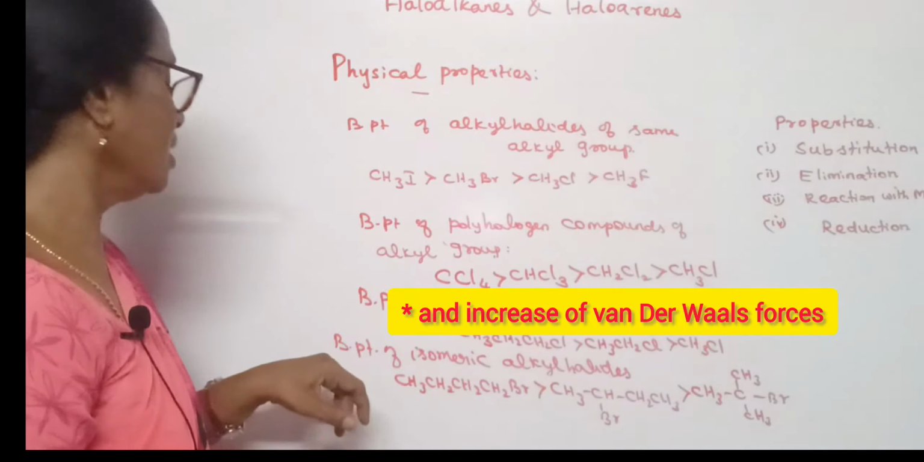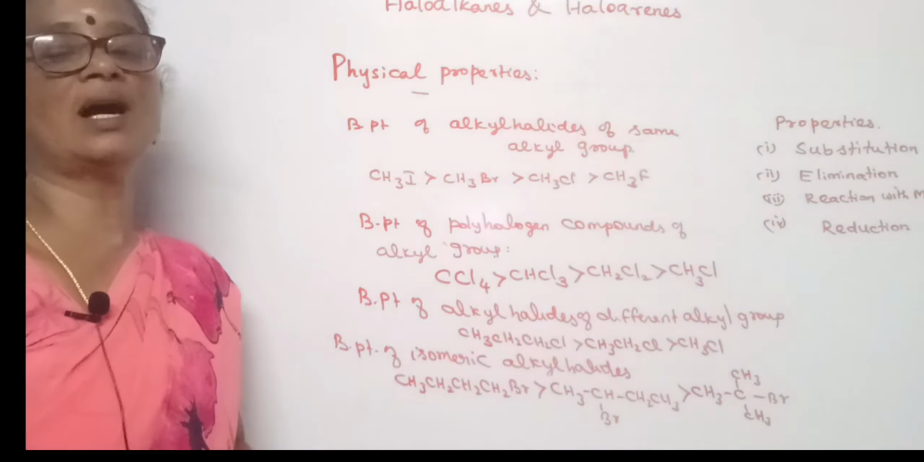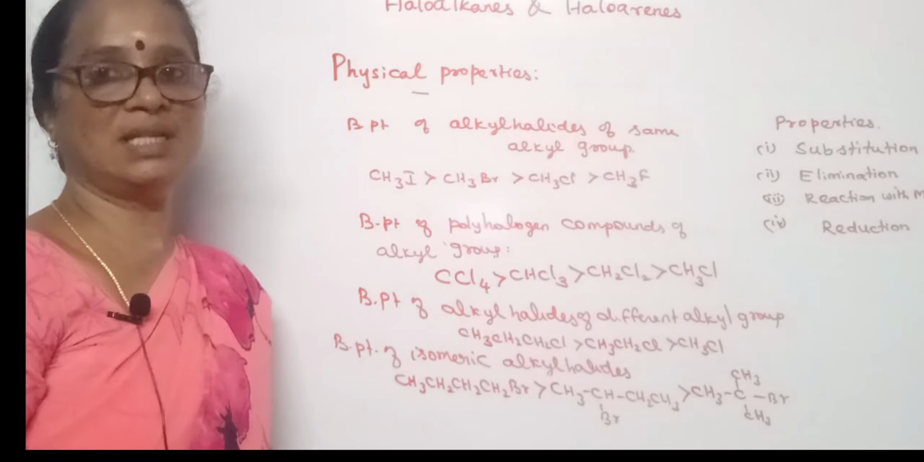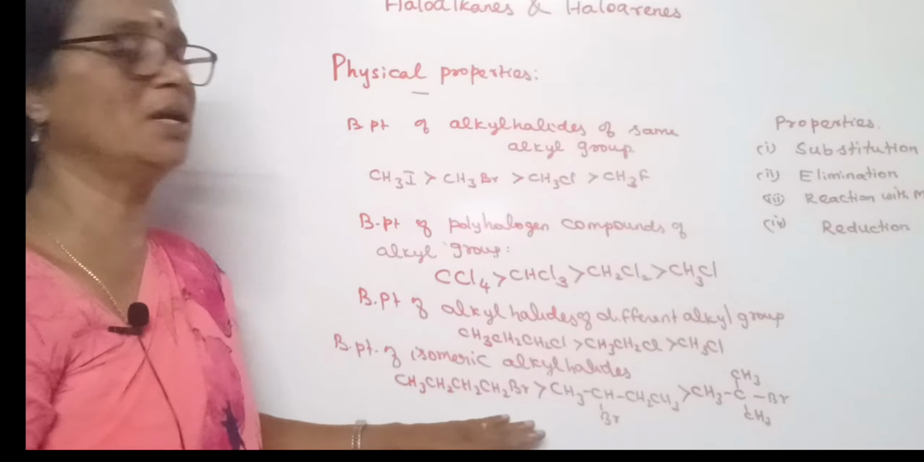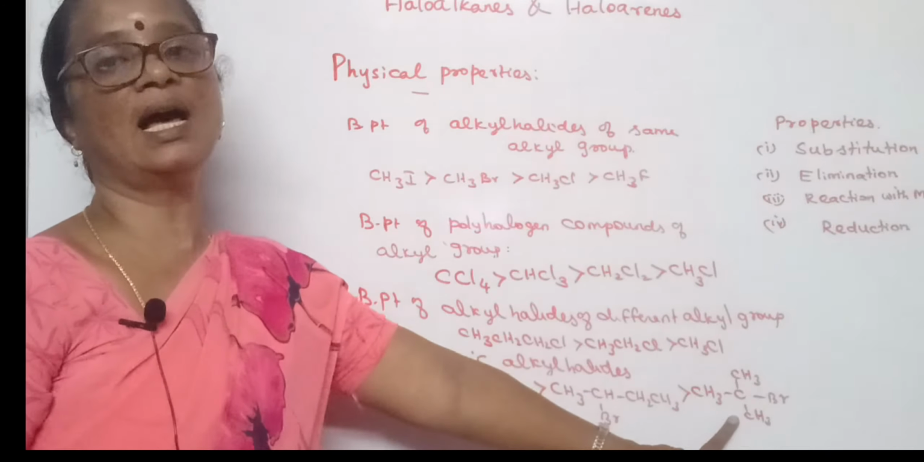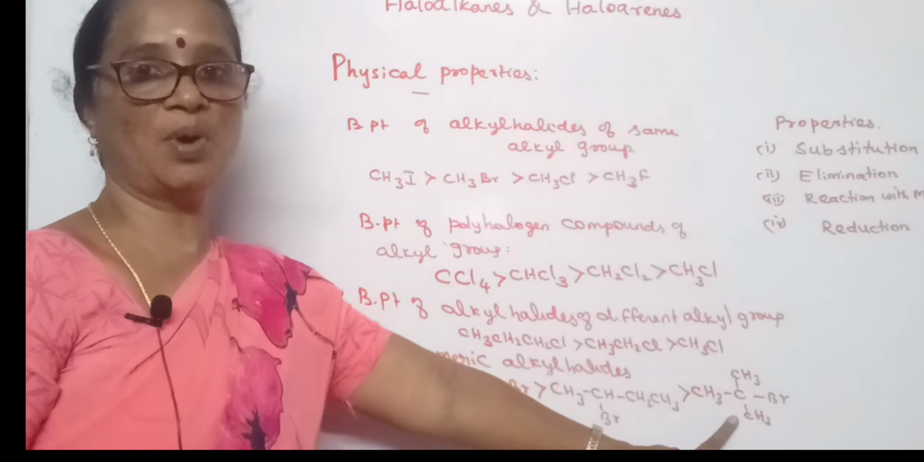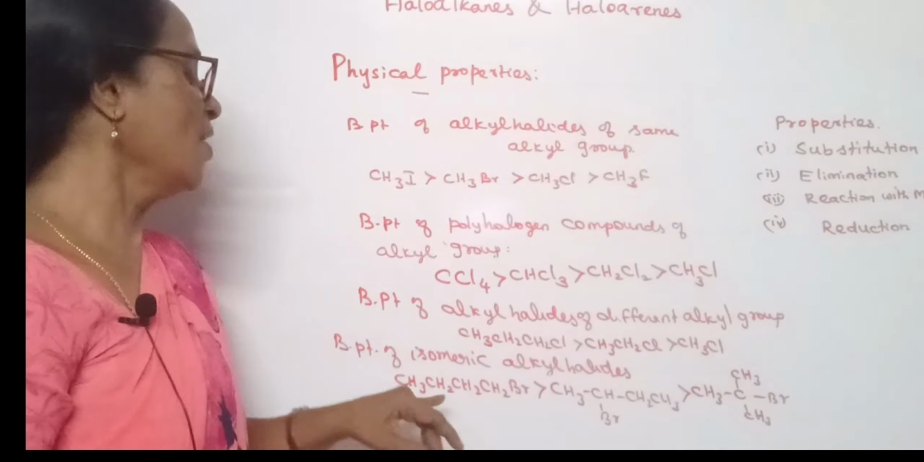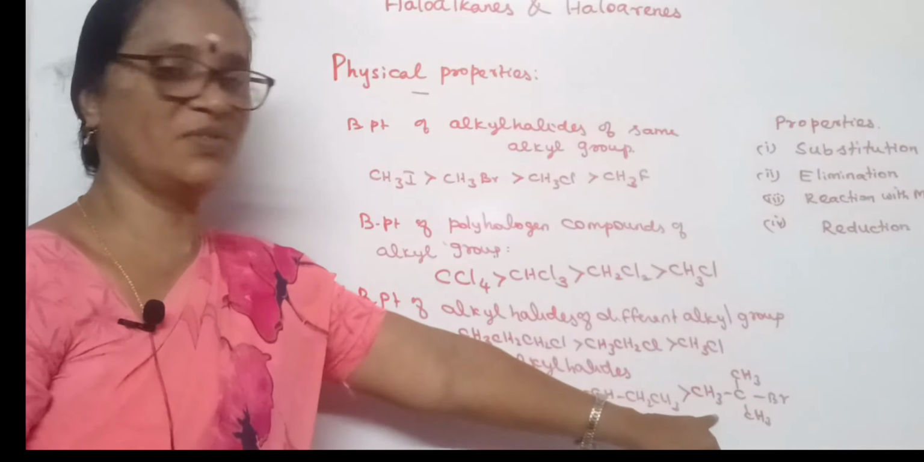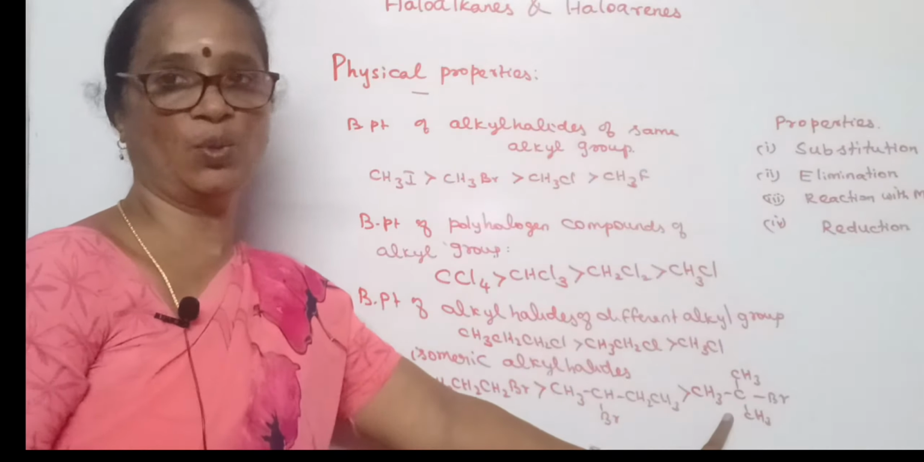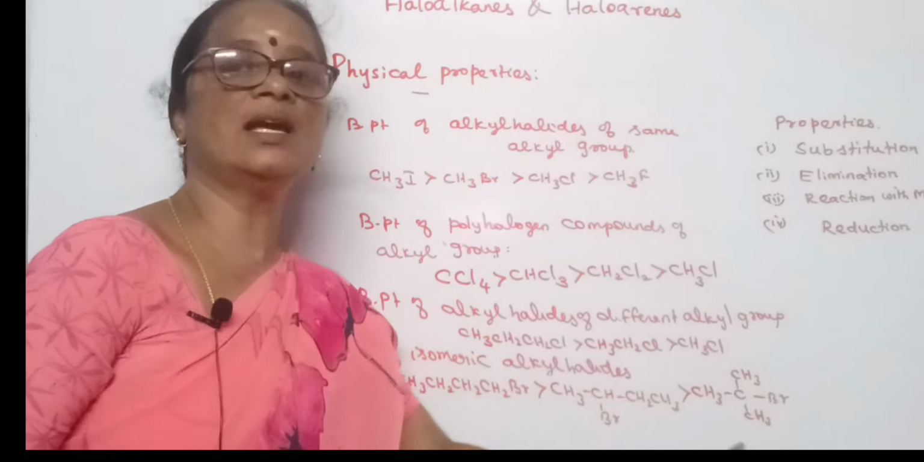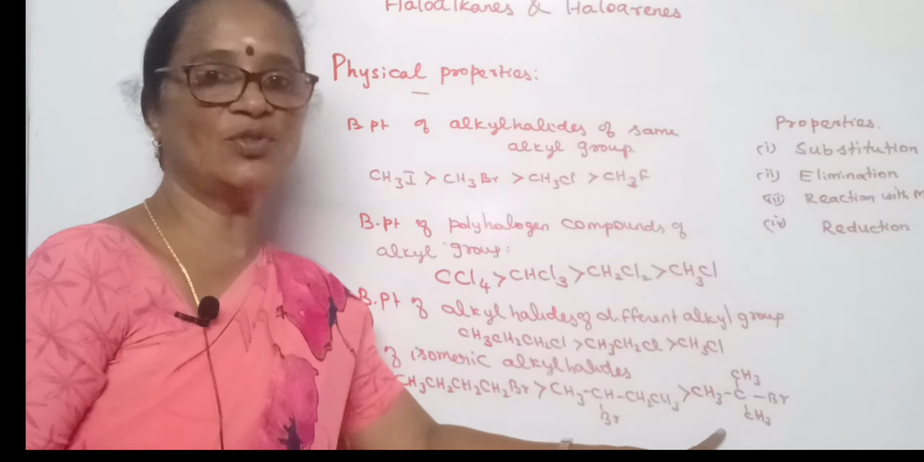The next one, the boiling point of isomeric alkyl halides also changes. For linear chains they have higher boiling point, but the tertiary halides have lower boiling point. This is the reason: when they approach the spherical shape from the linear chain to the tertiary one, the surface area decreases, and the van der Waals forces decrease.